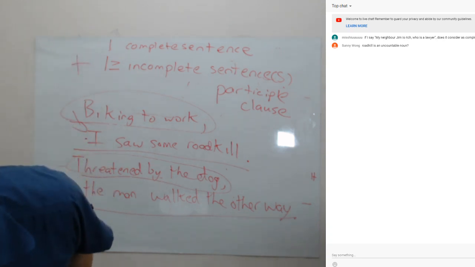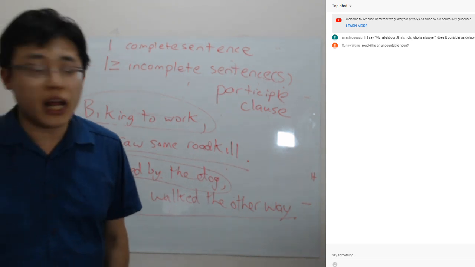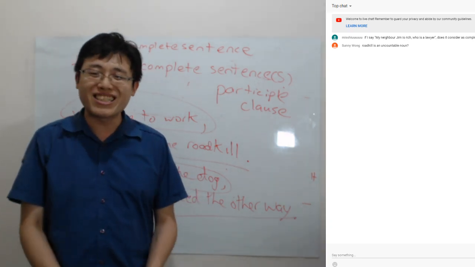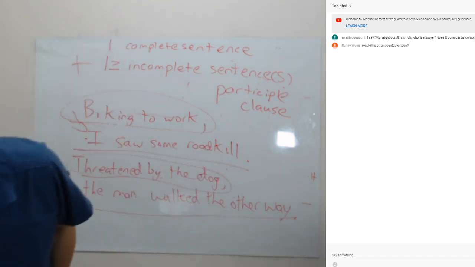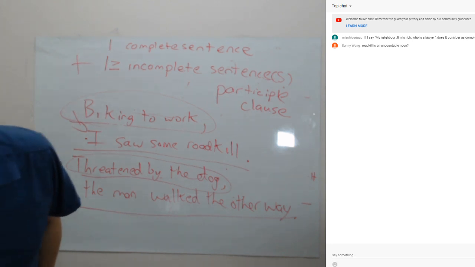Now, we have a question. Sunny, roadkill is an uncountable noun. Correct. Roadkill is uncountable. There is no roadkills. There are no roadkills. Correct. It is uncountable. Okay.